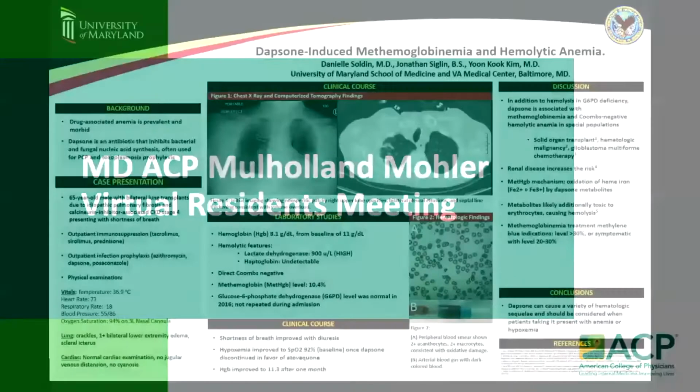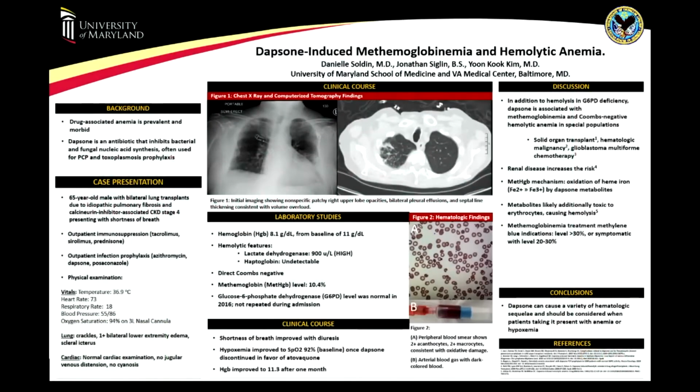Hey, everyone. My name is Danny Solden. I'm an intern at the internal medicine program at University of Maryland. I'm originally from Bethesda, Maryland, and I am currently trying to make my mind up between home quick care and ID. And for fun, I've been a part of dance teams for most of my life, and so I do love to dance.